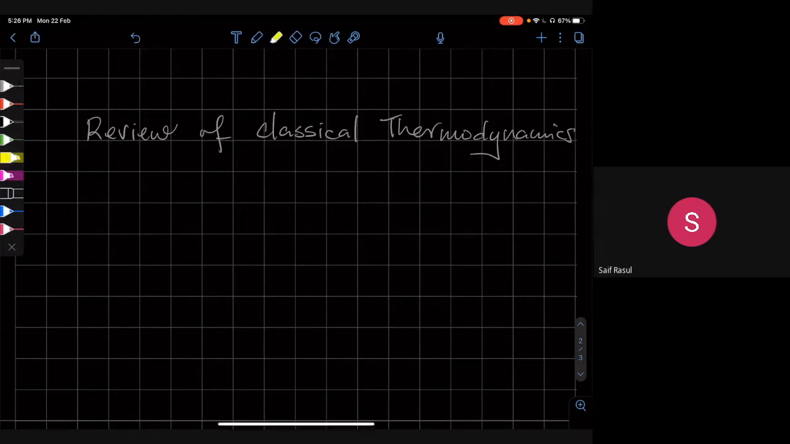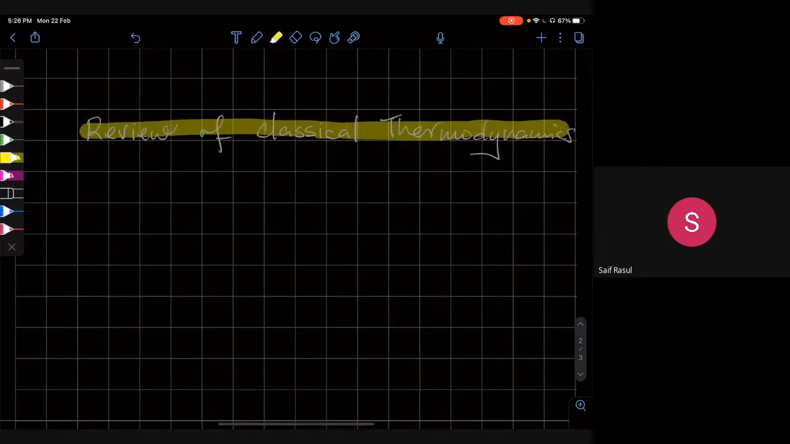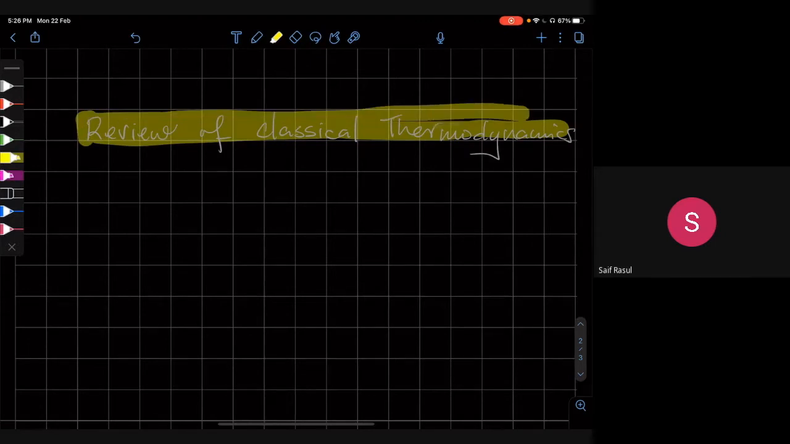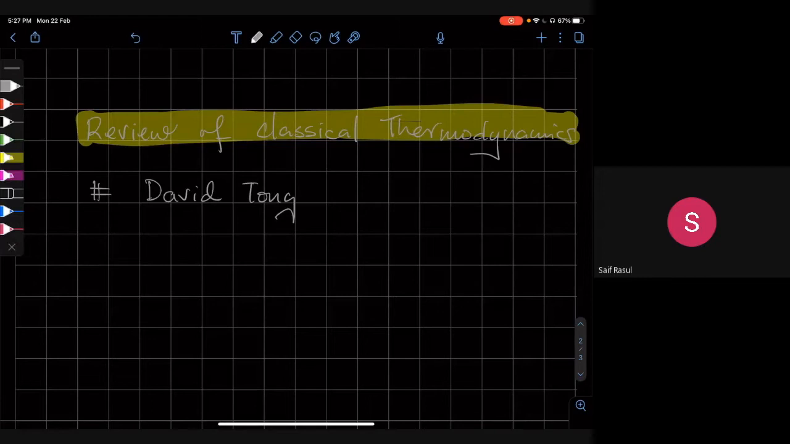And I'm going to use as my guide, I'm using several sources, but mainly I will be using David Tong's lecture notes, okay? From Cambridge, David Tong's lecture notes. The link is given in the WX. This is, I think, chapter 4.